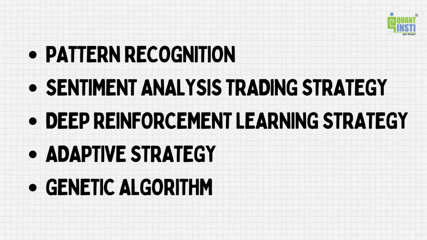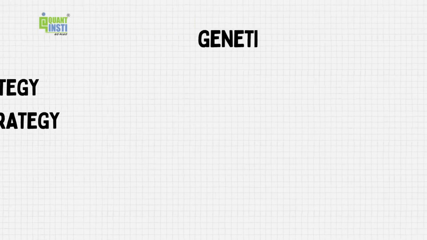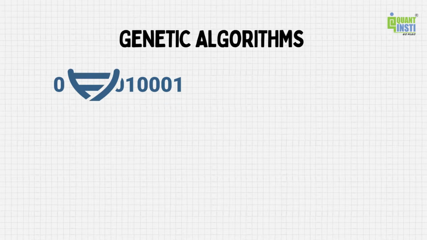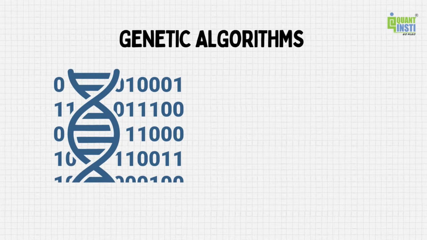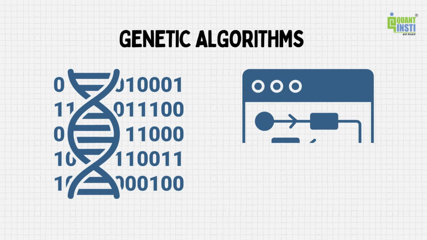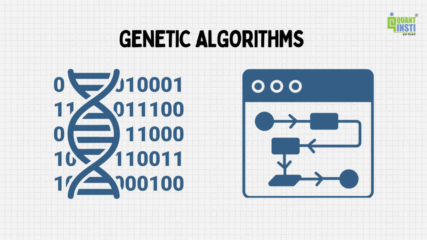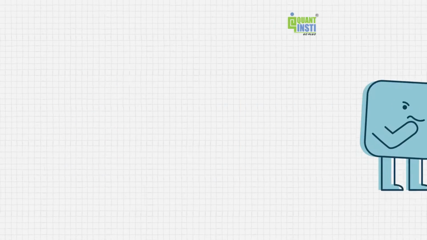Genetic algorithms strategy. Genetic algorithms strategy uses genetic programming techniques to evolve trading strategies over time. Genetic algorithms apply principles inspired by biological evolution, such as mutation and crossover, to optimize trading strategies. Traders using genetic algorithms aim to discover robust and adaptive strategies.